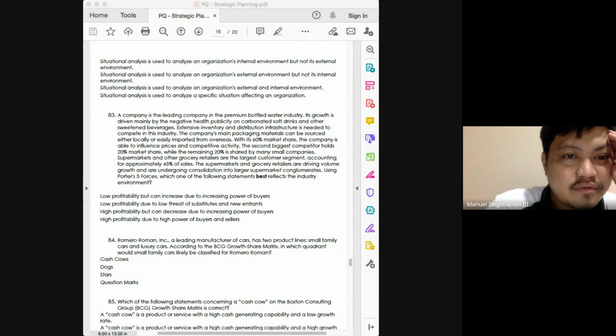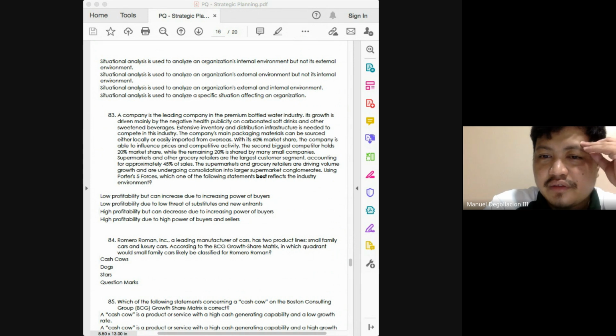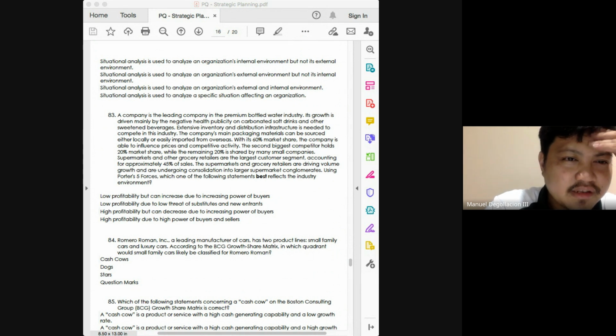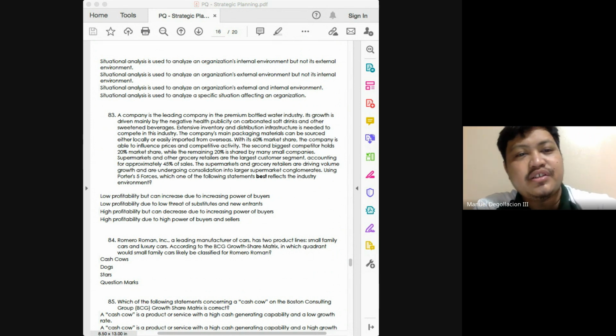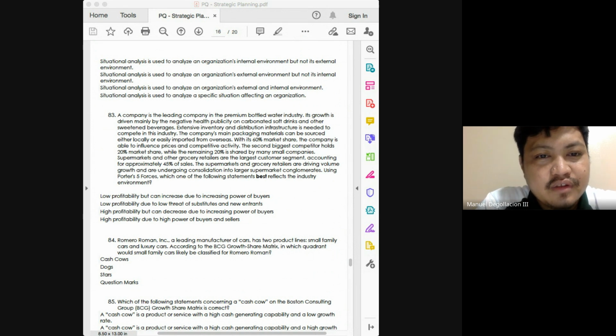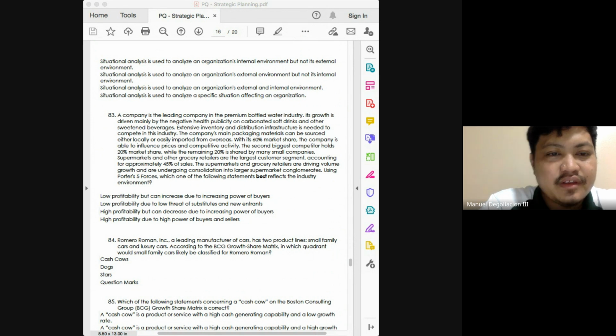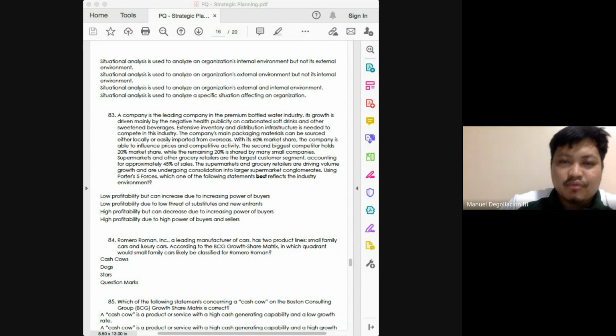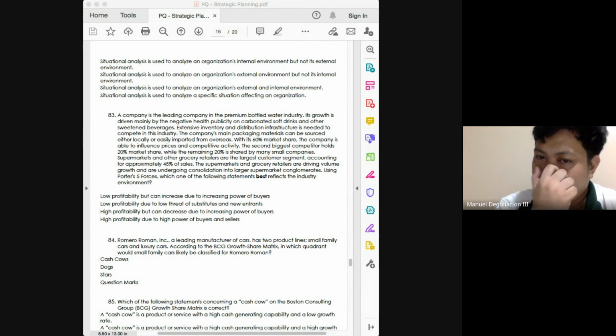Between the third and the fourth choice, the best answer here would be the third choice. There's high profitability but it can decrease due to increasing power of the buyers. Okay, remember, this is one thing you have to remember. Under Porter's five forces, the higher the bargaining power of buyers, the more they are able to exert pressure on the industry to force prices down.